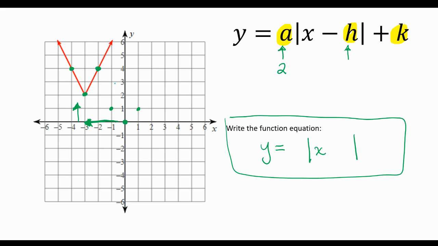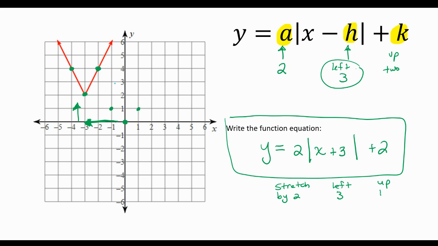Okay, what happened with our H? So it went to the left, 1, 2, 3. So left 3, and it also went up 1, 2. So our up 2 is easy, it's right here. Our 2 in the front for A is right there. And now just be careful, left 3, you go in opposite, so it should be plus 3. So this is a stretch by 2. This is a left 3, and this is an up 2.